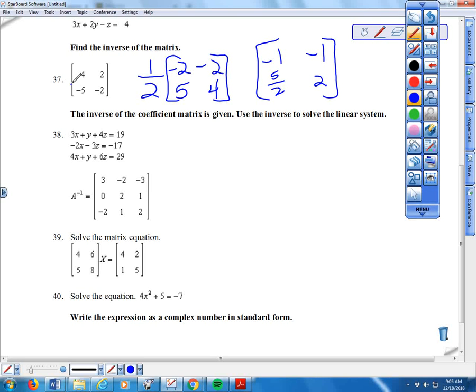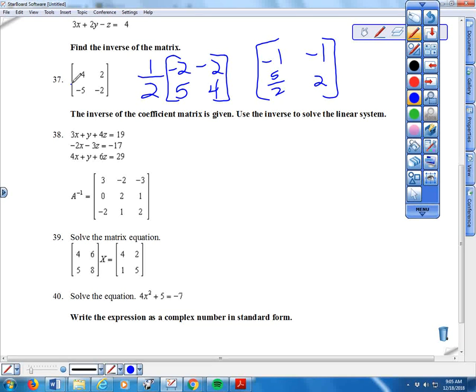Just take that matrix you created and raise it to the negative 1, which is this button here. Got it? And then you can check it, and it's right, because it's negative 1, negative 1, 2.5, 2.